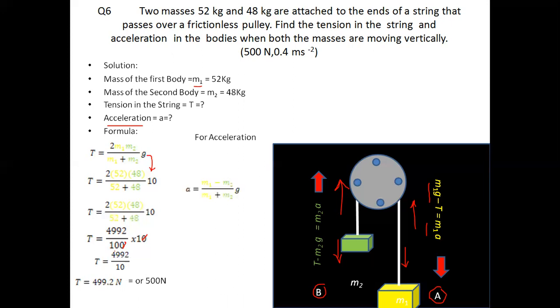To find the value for acceleration, we have the formula. Acceleration is equal to m1, which is the mass of the first body, minus m2, which is the mass of the second body, divided by m1 plus m2, and G is taken as it is, and multiplied by the whole component. What do we get? We get 52 minus 48 divided by 52 plus 48, putting the values in the formula. The value of G is, as we know, 10 meter per second square. Solving it, what do we get? 52 minus 48 gives 4. 52 plus 48 gives 100. This 10 cancels out with this 10. So 4 divided by 10 is 0.4 meter per second square, and this is the answer required by the book as well.